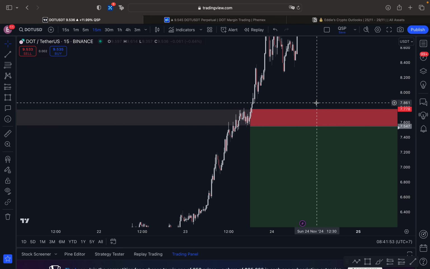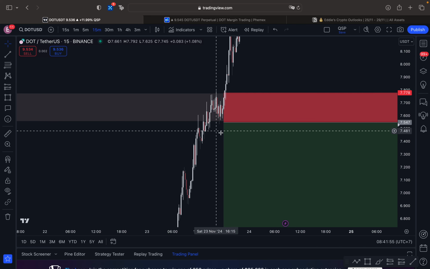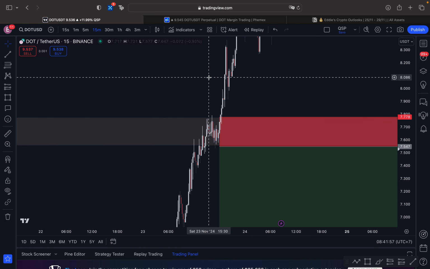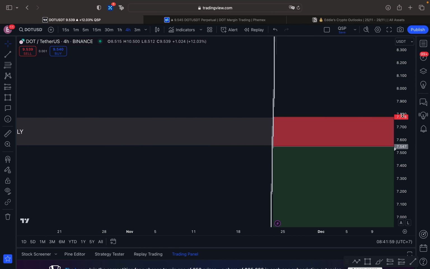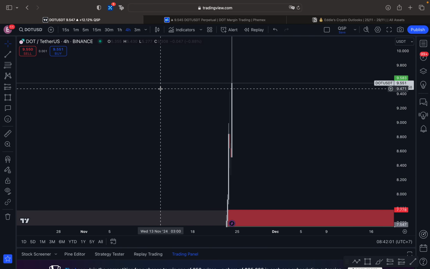Oh, this is the power of confidence, bro. I was waiting for the fattest rejection here. It never came, and then price just kept on flying. So that was a good plus. So now we know that.